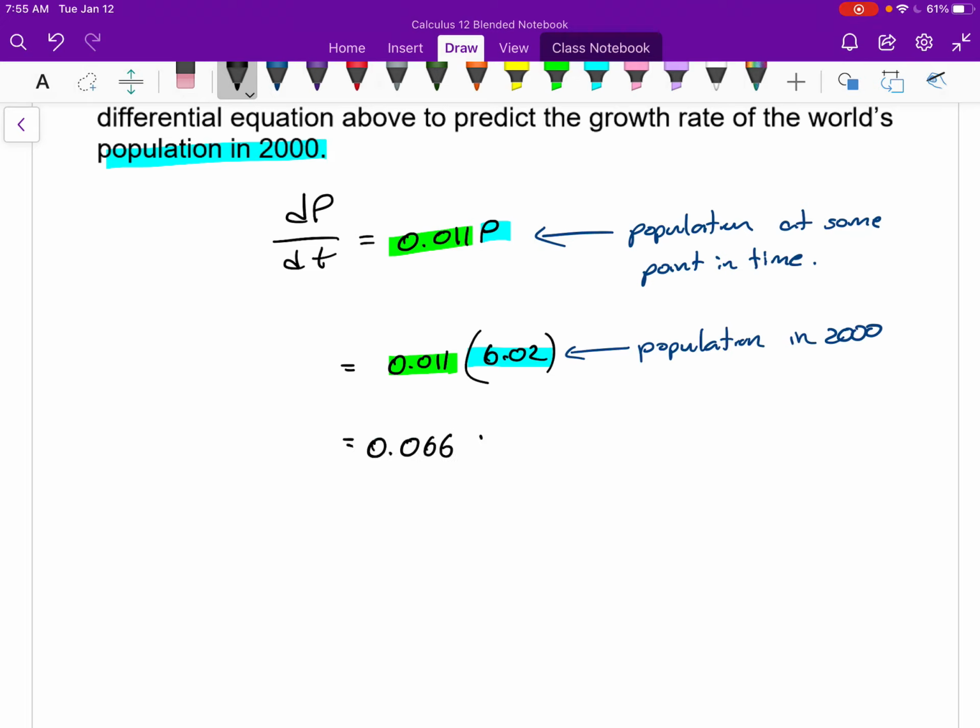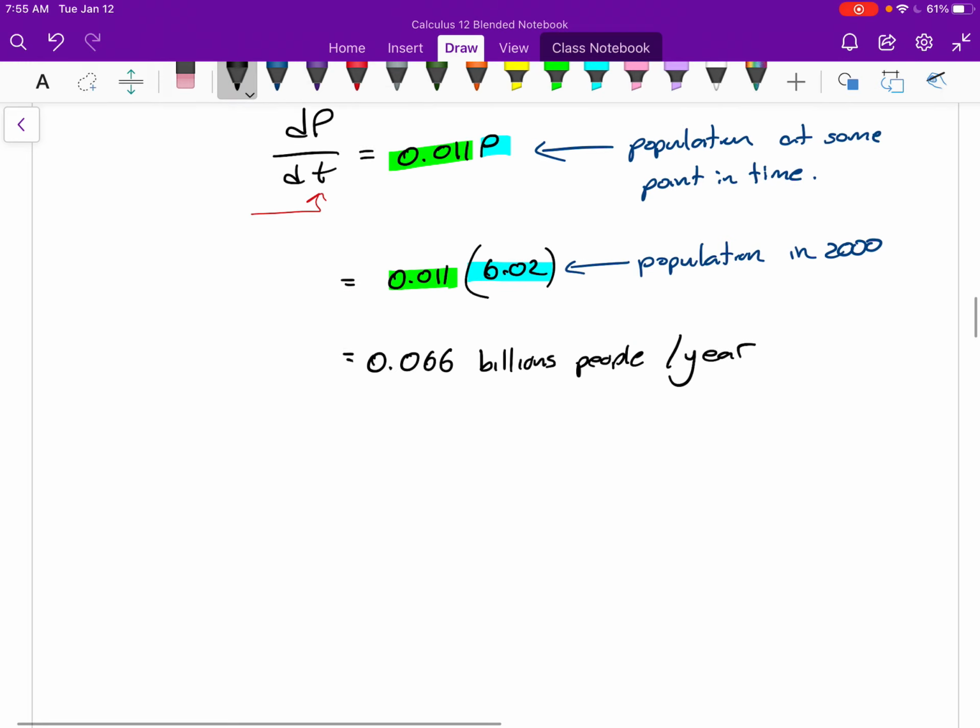Now the units are billions of people per year. And again, if you're ever unsure about the units, look back at your derivative in this form, and look at the derivative for p. The derivative of p was billions of people. The units for t was years. So 0.066 billion people per year, which I think is easier to understand if I write it in millions. So about 66 million people per year.